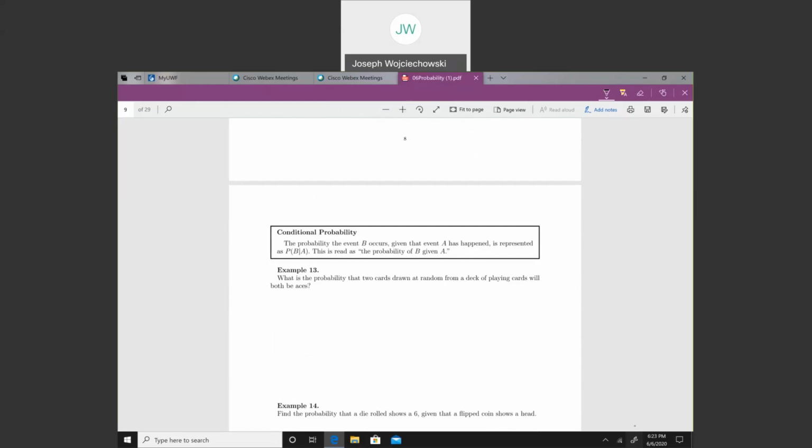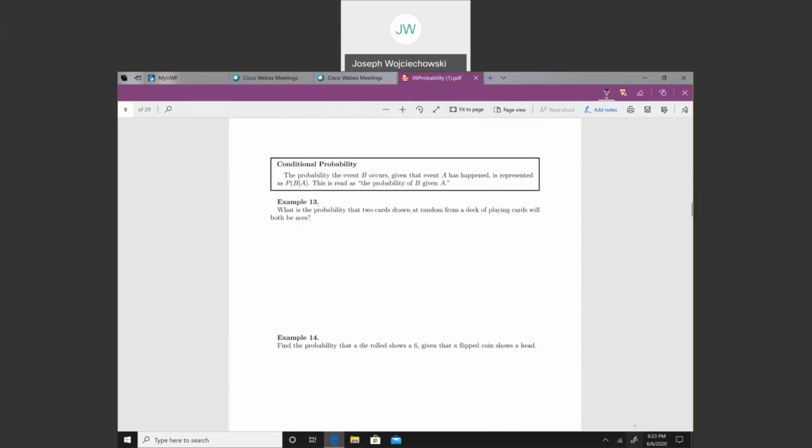The next concept we come to is called conditional probability. The probability that event B occurs given that the event A has happened is represented as P of B given A, or probability of B given A. This is read as the probability of B given A.